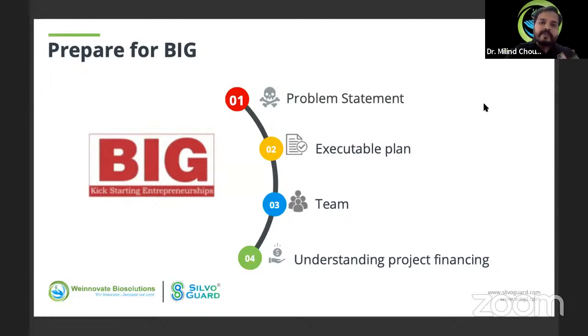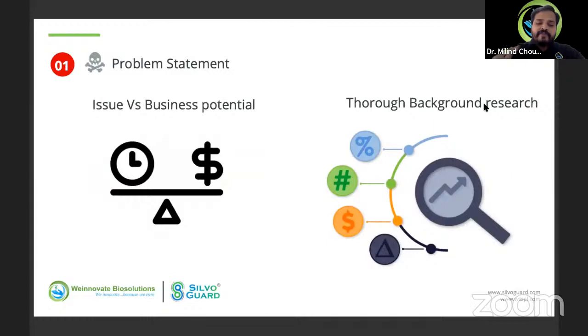This is not only pre-BIG, but I would say during BIG and post-BIG also an activity which needs to be done, with a thorough understanding of the project financing aspect and multiple other things in between. If we have to dig deeper into problem statement identification, there are two major aspects to a problem statement. One is that your problem statement is very big. For example, if you are in the field of agriculture, or developing something for larger masses, wherein you are developing a solution for a specific set of people, then your problem statement is big.